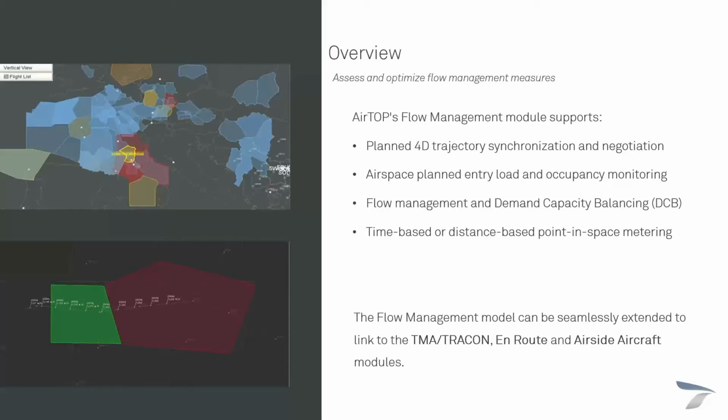The flow management and demand capacity balancing, DCB, which essentially means not only simulating passively the evolution of the traffic in the sectors, but reacting, so regulating it to meet the requested demand and or level of service. For example, to adopt delay absorption strategies. Time-based or distance-based point-in-space metering, essentially measuring not only the different indicators such as capacity, occupancy, and delay, but also how accurate the planned trajectories are as opposed to the actual flown ones, and how the flow measures impacted the traffic.